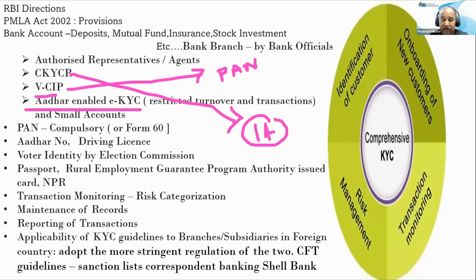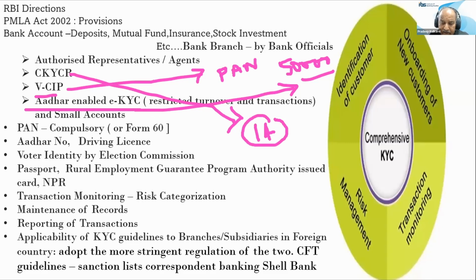Aadhaar enabled eKYC is done by the banking correspondents. Okay, banking correspondents who are opening the account remotely, and whenever the Aadhaar enabled KYC is done at a remote place without face to face, there also some restrictions are there with regard to operations in the account. And those restrictions are just double the small account. For example, for a small account, what is the maximum balance? 50,000. Am I right? Whereas for eKYC, Aadhaar based KYC done accounts, it can be 1 lakh. Okay. And total turnover here 1 lakh, there 2 lakhs.